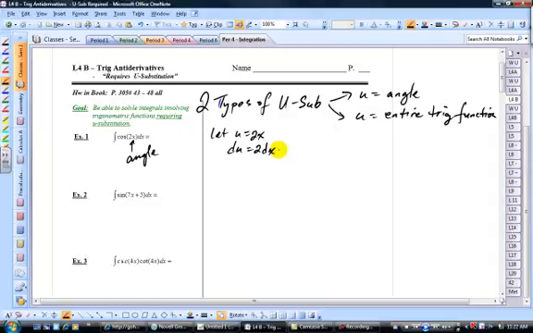Now notice there's no 2 in the integral. It's not 2 times cosine of 2x, so there's no 2 there. So I have to isolate the dx. I simply divide by 2 or take a half on both sides. So I get 1/2 du is equal to dx, and I want to substitute that in. That's going to go right in there for the dx. I'm going to have the 1/2 du.